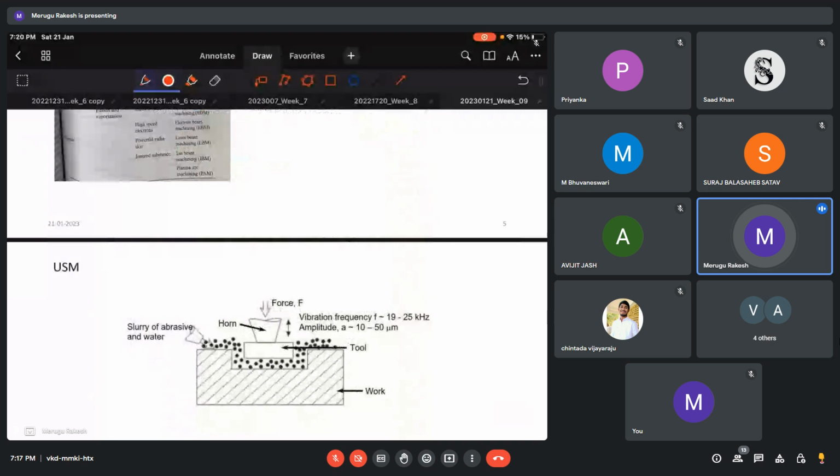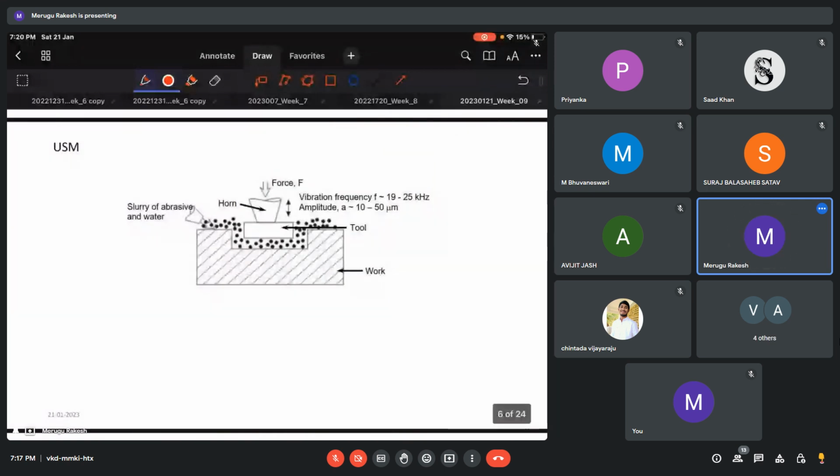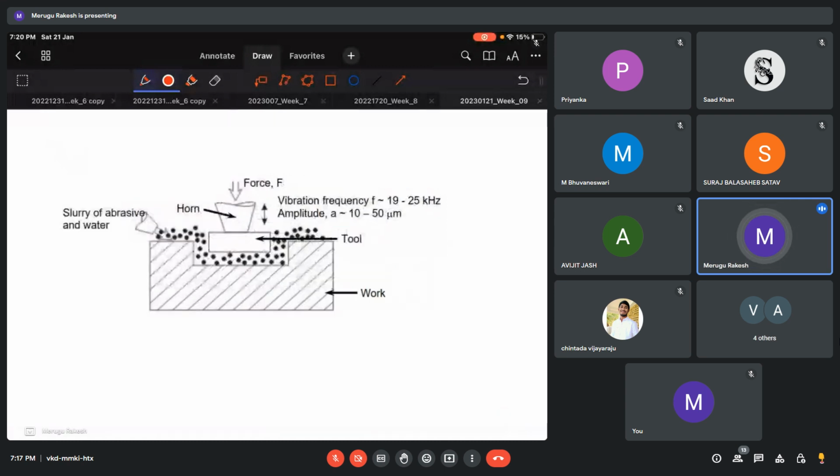So let us start with ultrasonic machining. The main thing is the ultrasonic vibration. The frequency that we use is around 19 or 20 to 25 kilohertz, with an amplitude of 10 to 15 microns. We have a slurry, which is a mix of generally benzene and some abrasives. This is the type of slurry that we can use, or we can use water also.